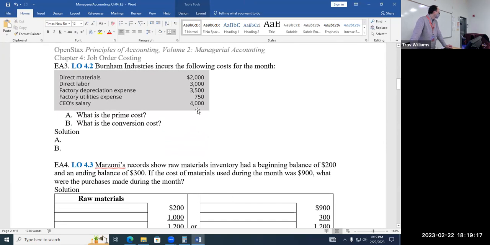All right, so considering the data here, first question: what is the prime cost? What goes into prime costs? Direct materials and direct labor. Direct materials and direct labor, okay. And we can see $2,000 for direct materials, $3,000 for direct labor. So our answer to A is $5,000. Now B says, what is the conversion cost? What goes into conversion costs?